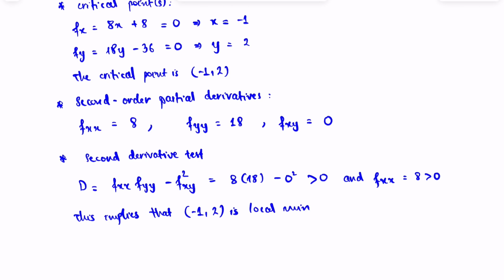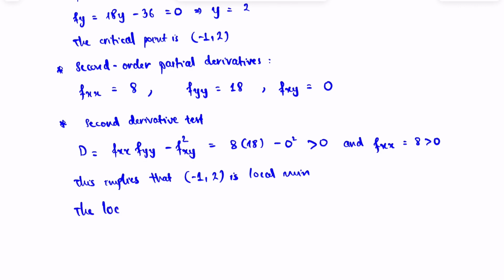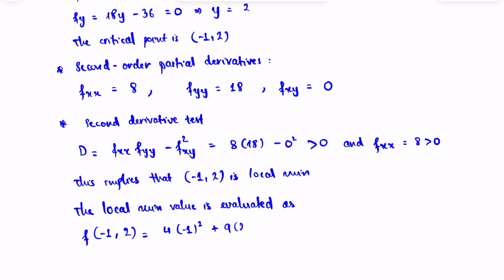So what we just did is locate a local minimum on the graph of this function. To find the local minimum value, or a local extreme value, you substitute the x value and y value back into the original function. So the local minimum value is evaluated as f(-1, 2), so x equals -1 and y equals 2. You substitute those into the original function and you get 4 times (-1) squared plus 9 times 2 squared plus 8 times -1 minus 36 times 2 plus 24.